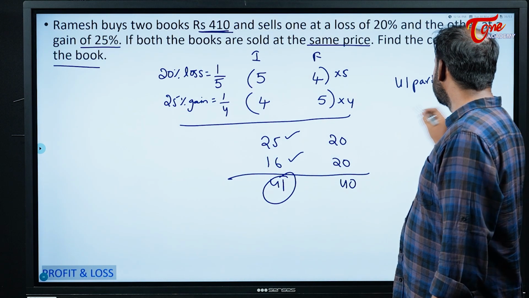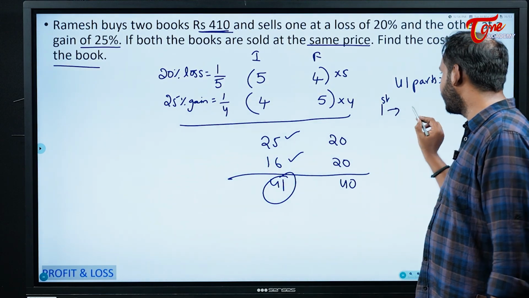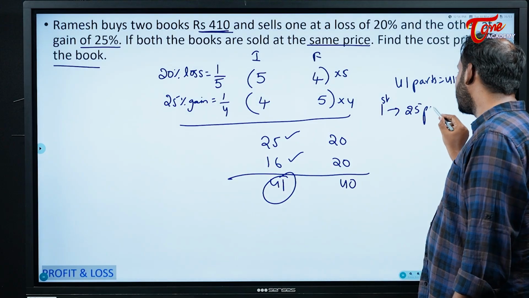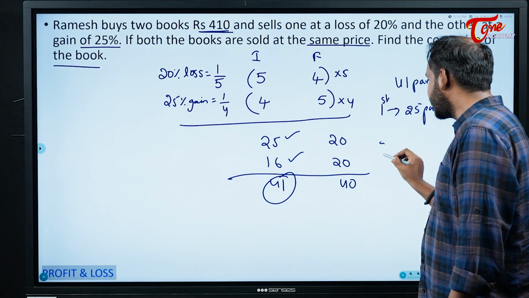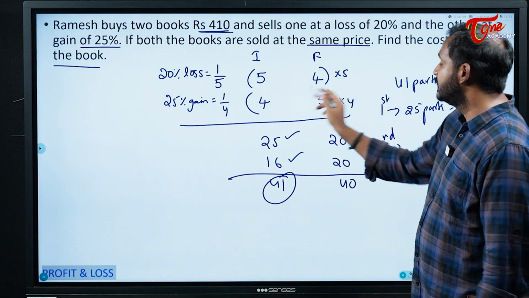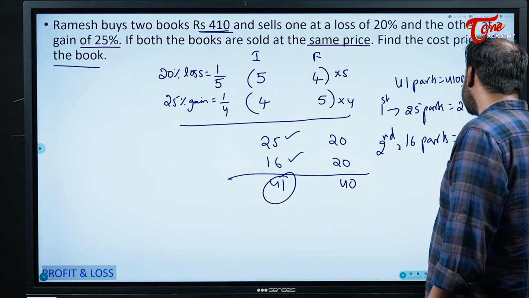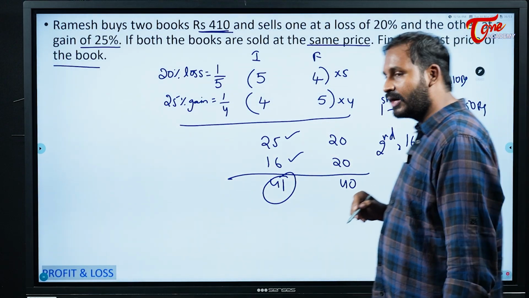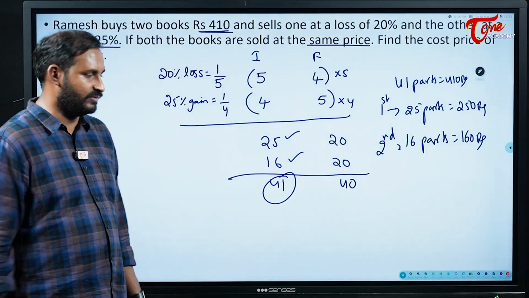And now first book is how many parts? 25 parts. So 25 parts becomes what for me? 250 rupees. And when it comes to my second book, how many parts? 16 parts. So 16 parts becomes what for us here? 160 rupees. So if you understand the concept, you can solve the questions very easily and effectively.